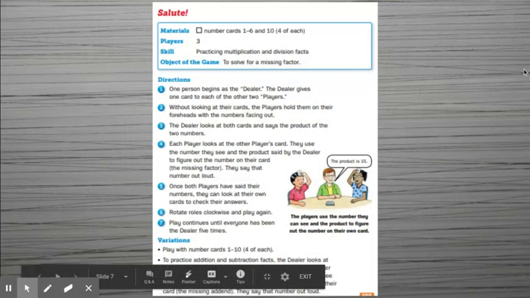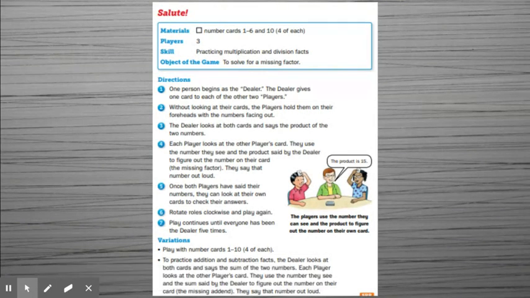One of the games that we can play is called Salute. This is similar if you guys have ever played the game Heads Up. You put a card on your forehead, and the dealer, the one in the middle, is going to look at both players' cards and give the product. So whatever those two cards are, they're going to multiply them together.